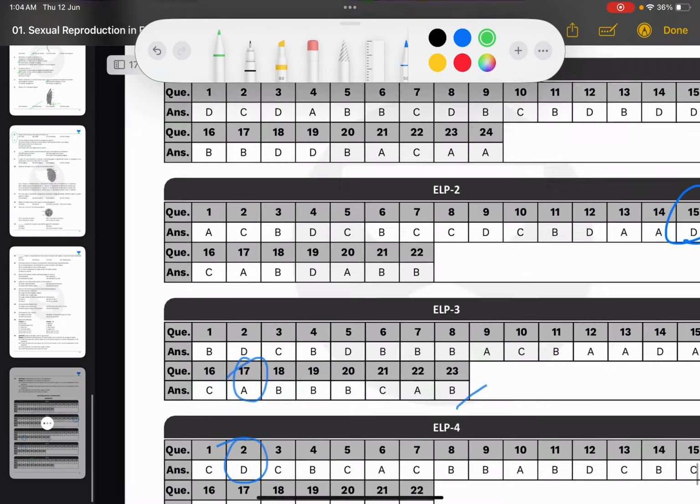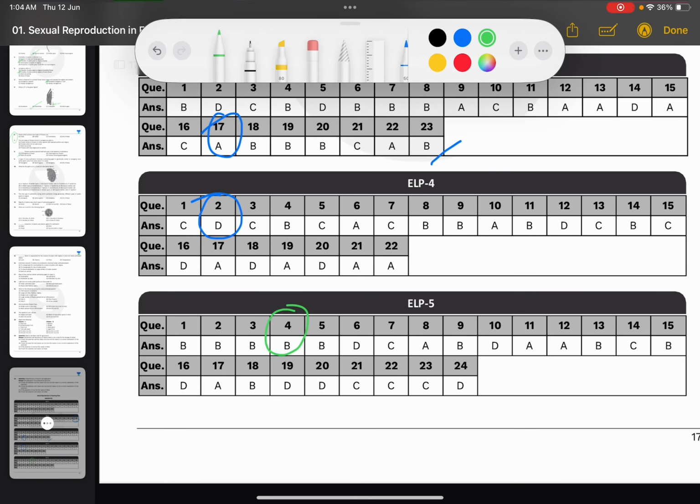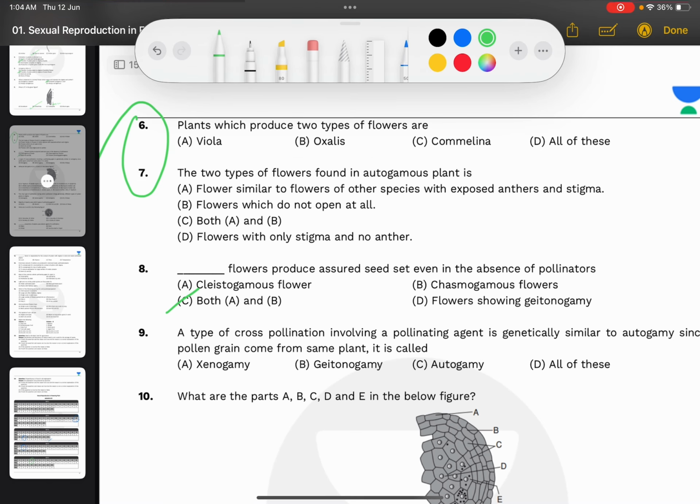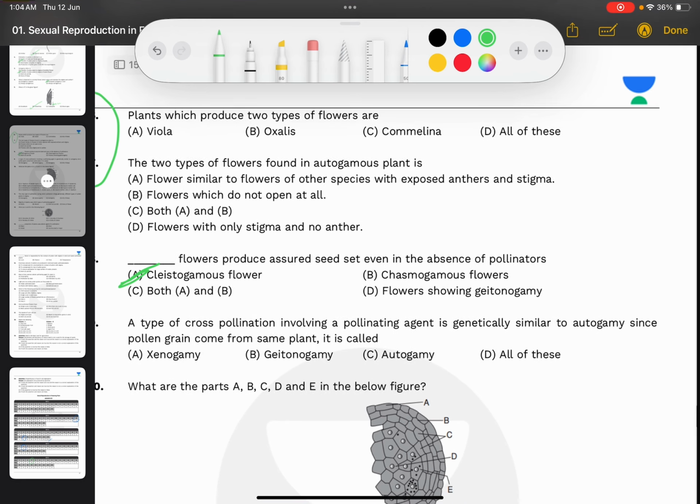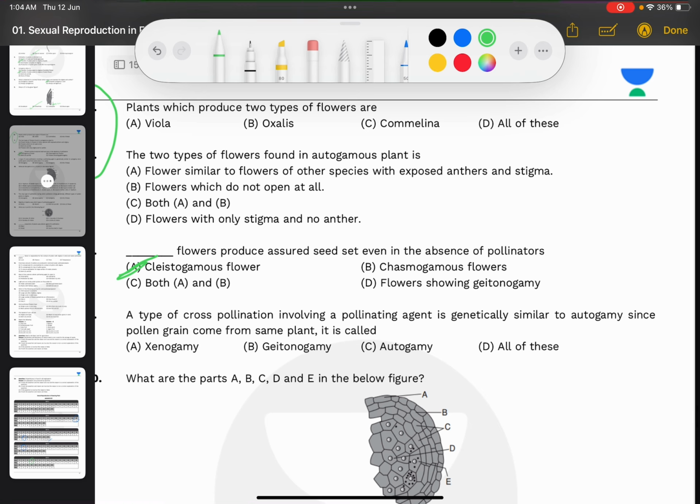8 ka C should be there. Oh, it's A1. It's A ka A. Not in chasmogamous. The type of cross pollination involving a pollinating agent is generally similar to the autogamy. Since pollen grain come from the same plant, it is called geitonogamy.